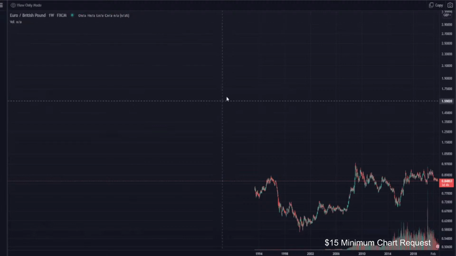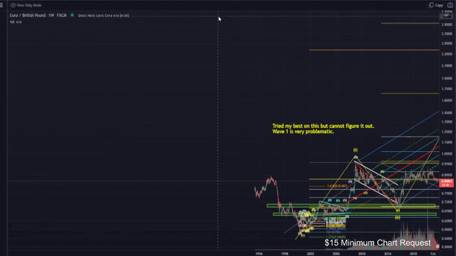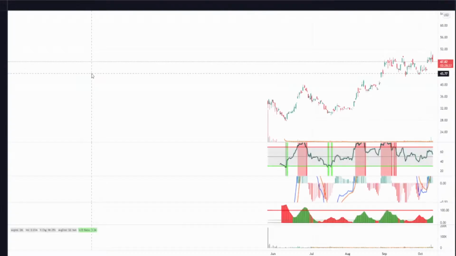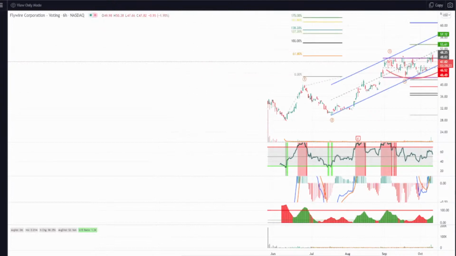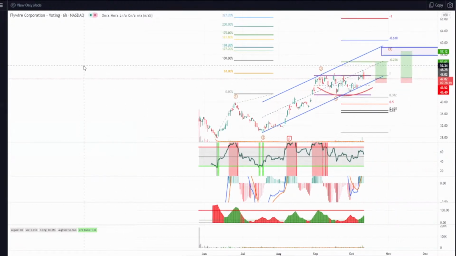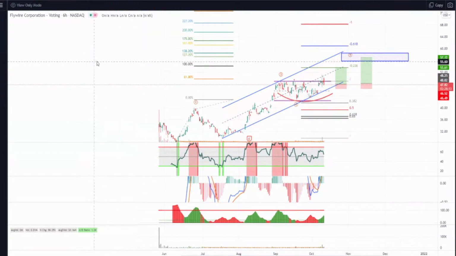Cato likes a white background, so put your sunglasses on. Oh, that's the wrong one. Did I get the wrong one? Yeah, I did get the wrong one. Copy link. Okay, bear with me. There we go. All right. Flywire. Interesting. The market just sold off again. Flywire. All right, Cato, what do you think?